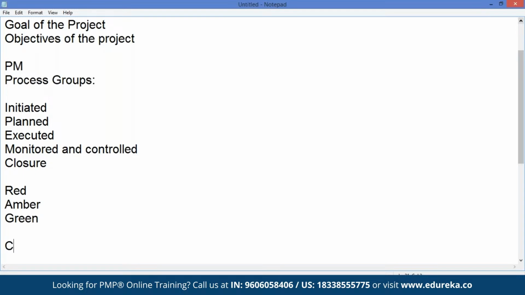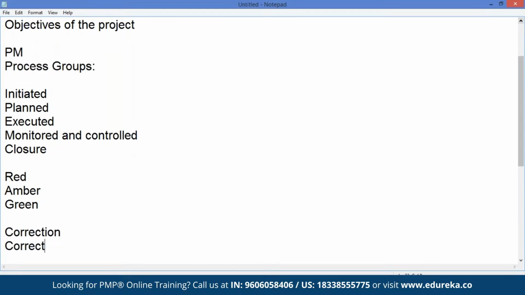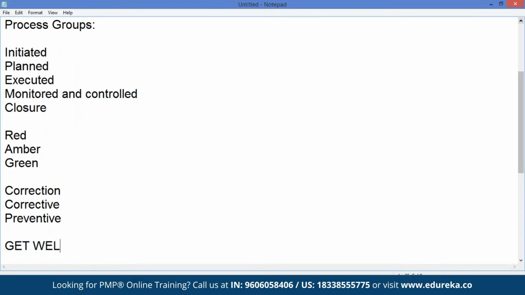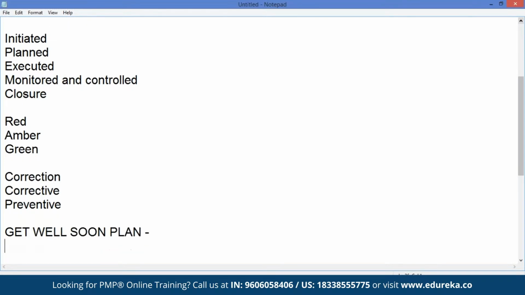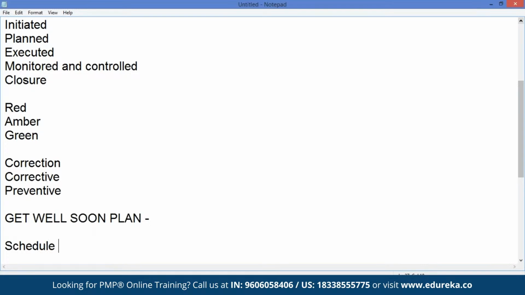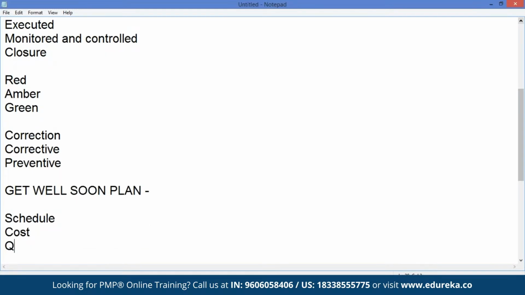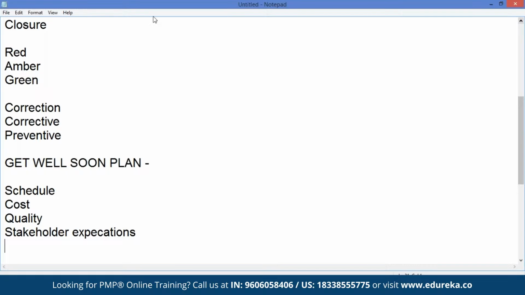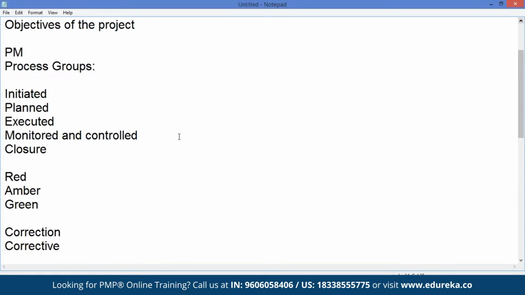what is your correction? Okay, what is your correction? What is your corrective and what is your preventive action? Right? And they will ask you, what is your get well soon plan? What are you going to do to get well soon on the project? Okay, so that you are able to manage the schedule, manage the cost, manage the quality, and most importantly, stakeholder expectations. Okay, so these are all very important things, and all this will primarily roll into monitoring and control.